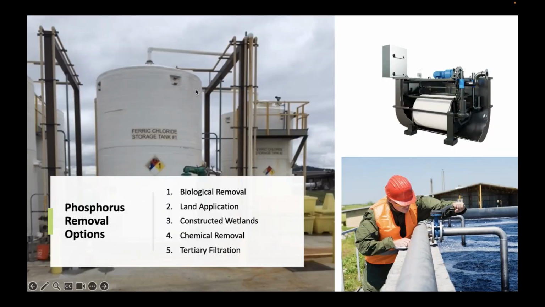So how do we do this? I'm going to look at options for biological removal, which are few and far between for lagoons. We're going to look at alternatives like land application and constructed wetlands, and then we're also going to look at chemical precipitation, both in the lagoon and through a filter itself, as a way to remove phosphorus.